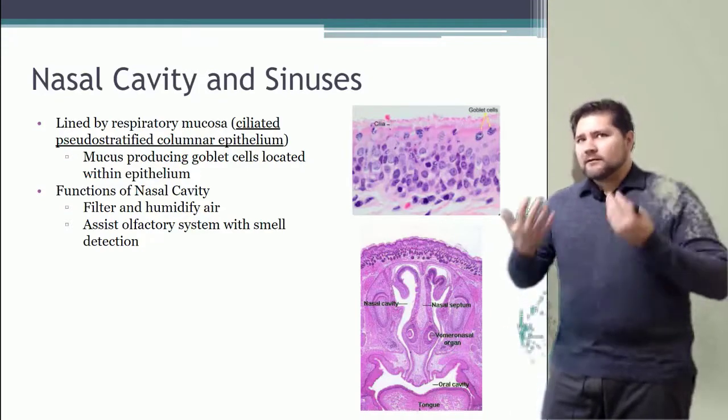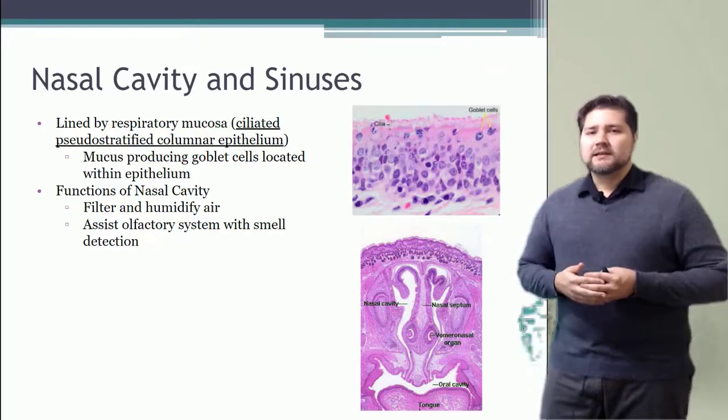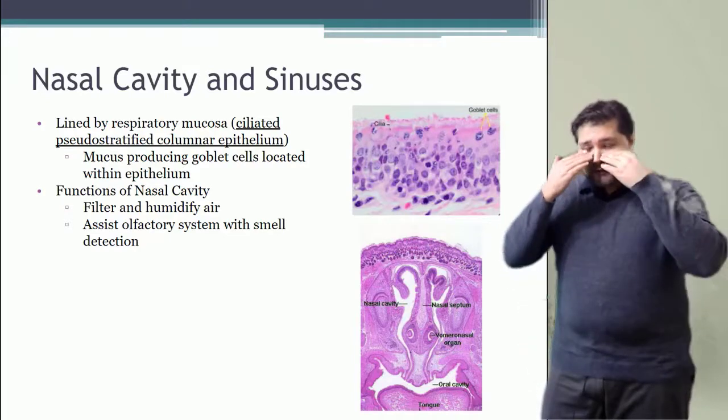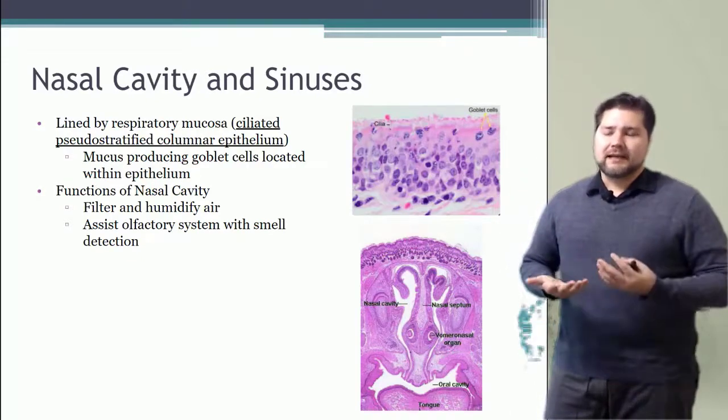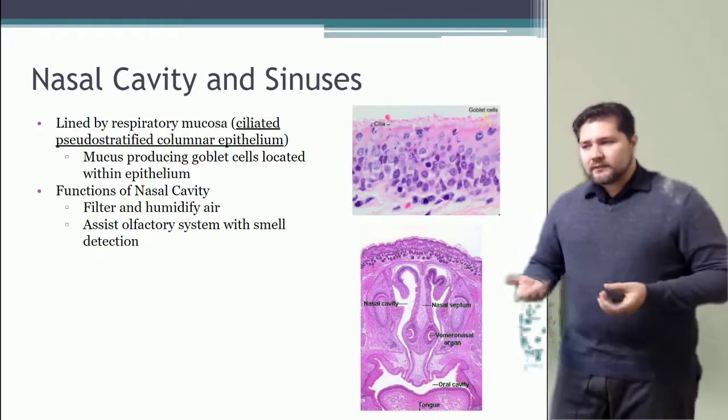Well, you don't want that cold air going into your lungs. So typically you'll get the cold sensation up in your nasal cavity, and the air gets warmed up enough so by the time it gets to your lungs, you're A-okay. That's kind of the purpose of it.